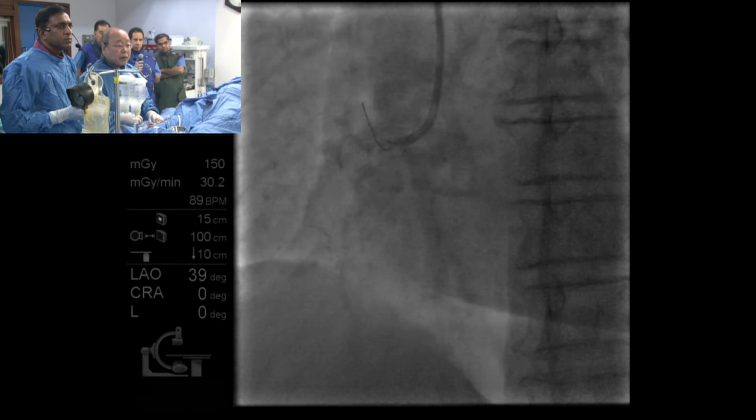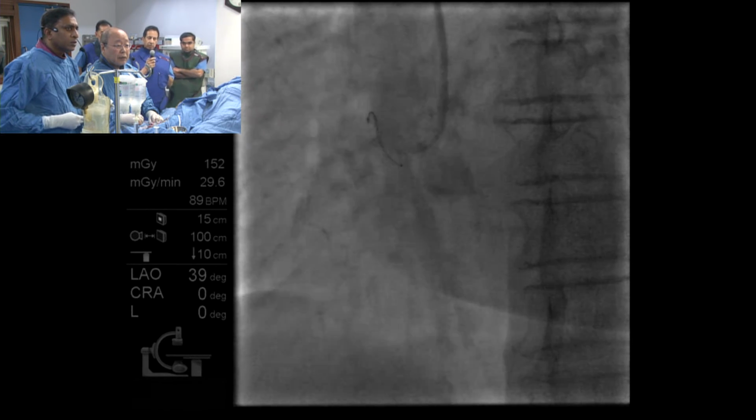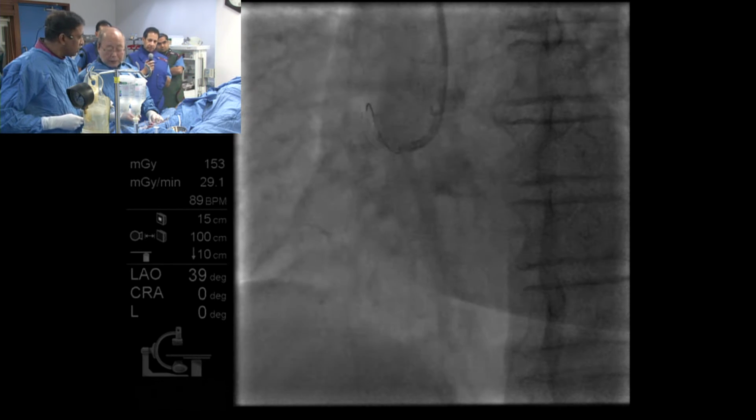Dr. Saito, while you're working, do you use the Stingray much for re-entry in Japan? We never use it.